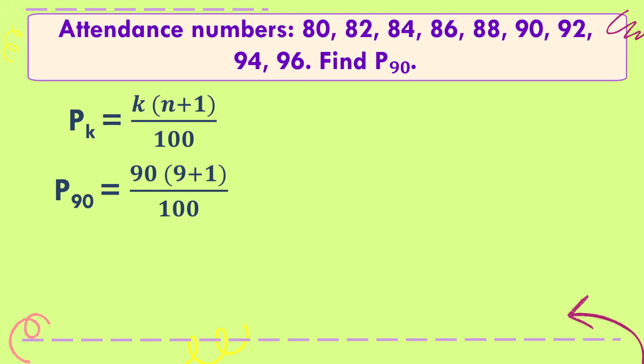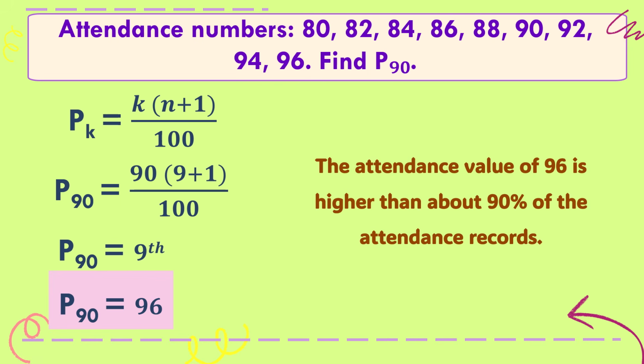So if we cancel the two zeros, the answer for percentile 90 is the ninth position. If we count 1, 2, 3, 4, 5, 6, 7, 8, 9, the ninth position for percentile 90 is 96. So it means the attendance value of 96 is higher than about 90% of the attendance records. Where does the 90% come from? From percentile 90, that is 90% of the attendance records.